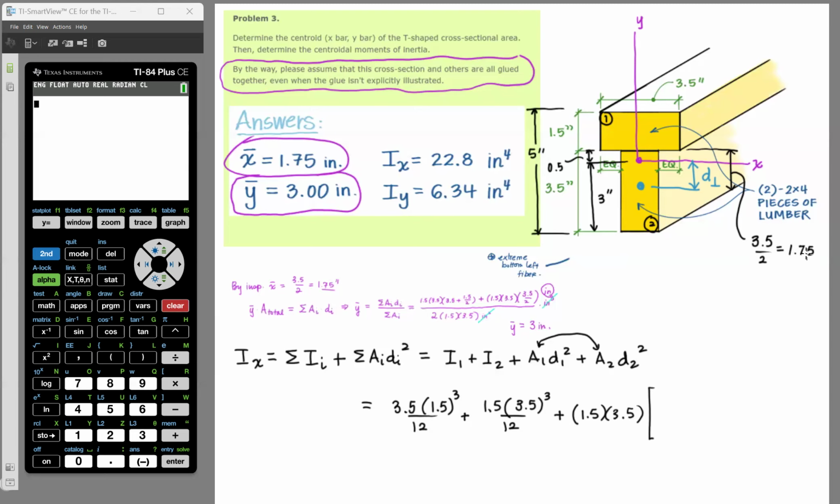And then I want to subtract out the 0.5. So 1.75 minus 0.5 gives me 1.25, and I have to square it. That's my D1 squared term right there. Now I need my D2 squared. So center, oops, I just mixed them up again.